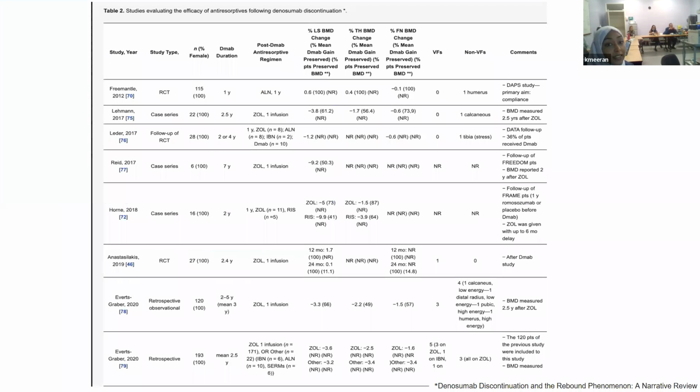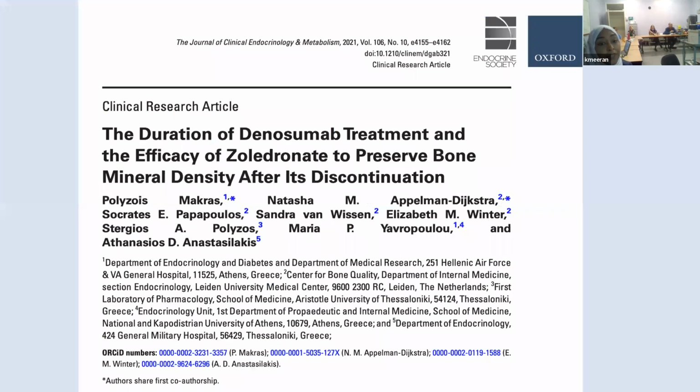We have had a lot of studies throughout the years telling us the efficacy of anti-resorptive therapy and what's the best regimen to place patients on after denosumab discontinuation. One of these studies is today's, published in the Journal of Clinical Endocrinology and Metabolism, focusing on the duration of denosumab and how it affects the effect of zoledronic acid as a consolidation therapy to preserve the bone mineral density gain taken throughout the duration of the denosumab therapy.